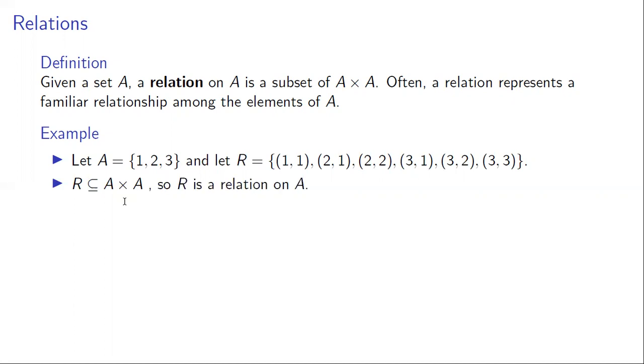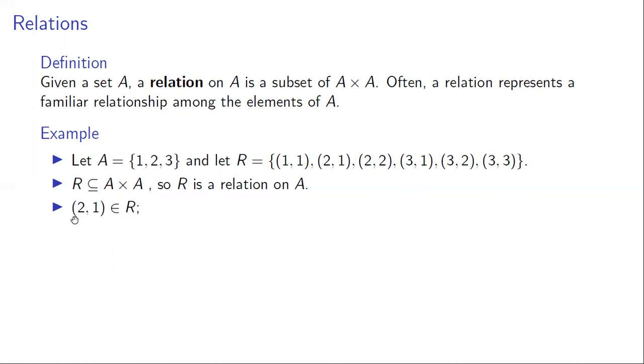Therefore, R is considered to be a relation on A. Okay, R is a relation on A. That's it. That's the definition. That's just a very simple example of the definition of relation.